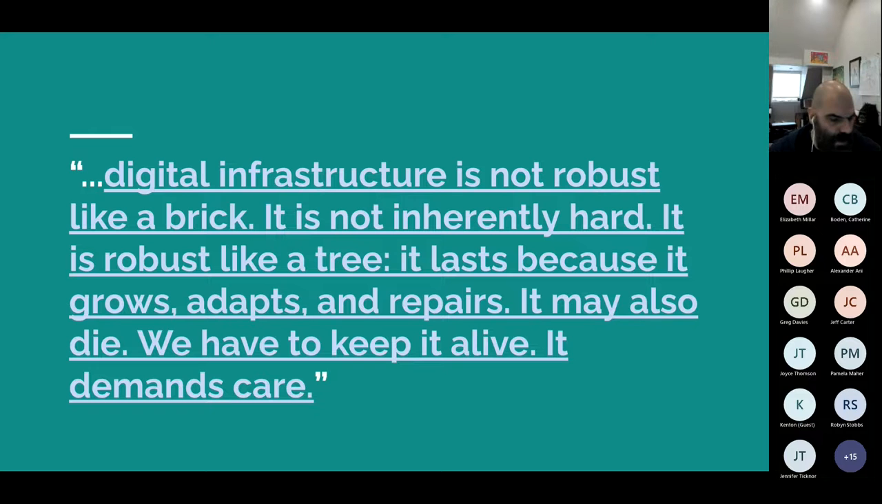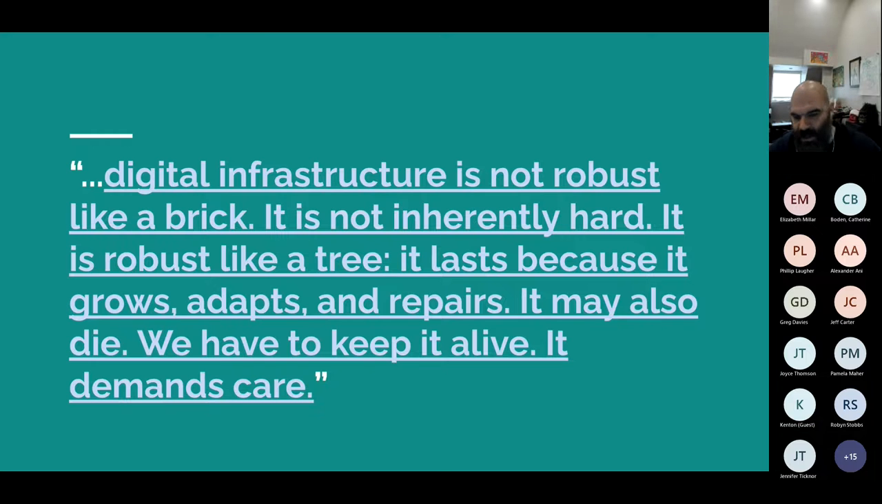This was after Bruno Latour died. But it really speaks to how I see my work in the Digital Scholarship Infrastructure Department, but also the digital preservation work. And I'll just read it. Digital infrastructure is not robust like a brick. It's not inherently hard. It's robust like a tree. It lasts because it grows, adapts, repairs. It may also die. We have to keep it alive, and it demands care.